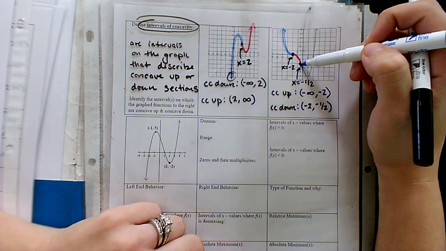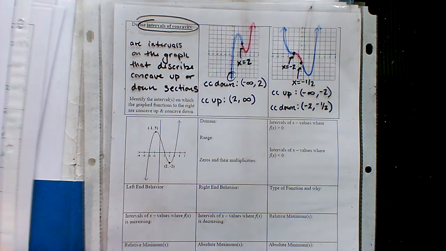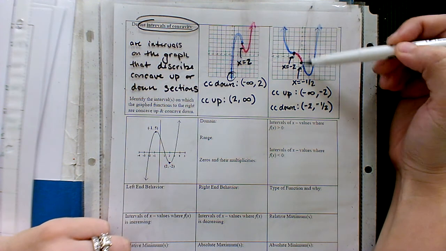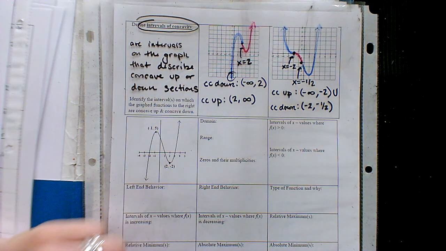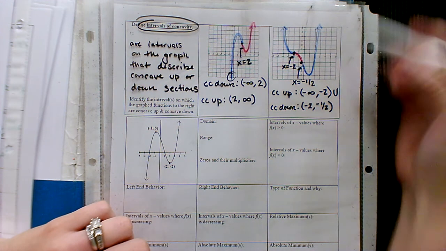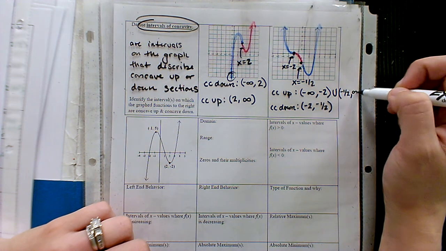And if I continue to trace, I do not have another point of inflection, so this is going to be our last interval. Notice how this last section is concave up. It looks like a regular parabola. So we're going to throw in a U, like we typically do when we have more than one interval to write. And this interval is going to go from -1/2 to infinity.